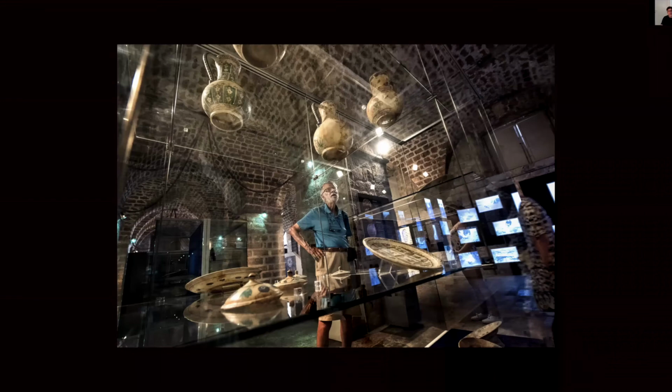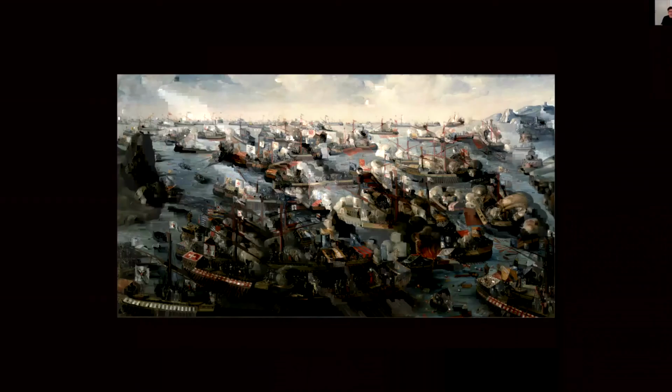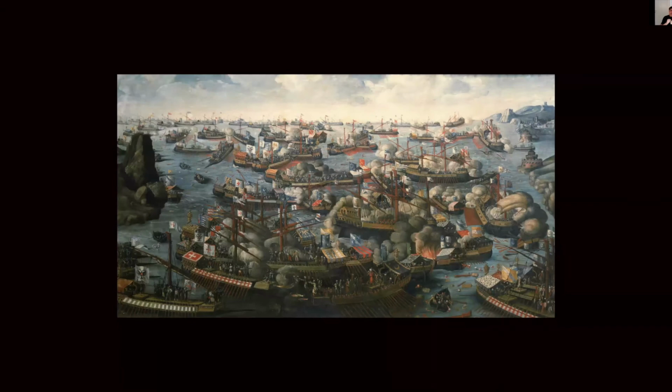And then we go on, archives. Archives is very important. This is a Battle of Lepanto painting. It happened 10 years before our wreckage.